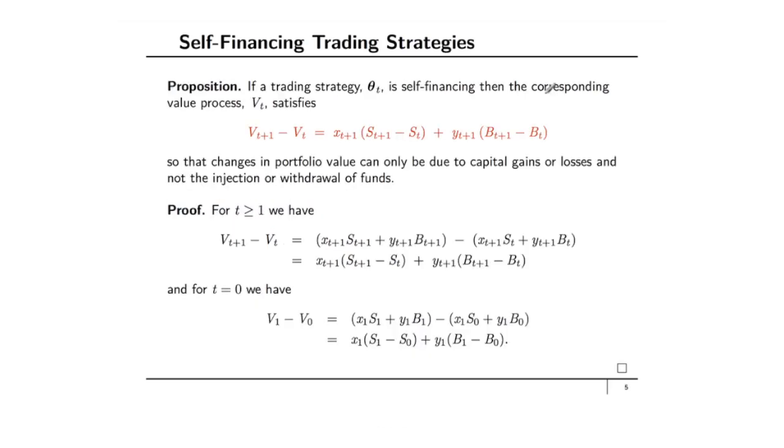We now have the following proposition. If a trading strategy theta_t is self-financing, then the corresponding value process V_t satisfies this relationship here. So what's going on in this relationship here? Well, the left-hand side is just the change in value of the portfolio. And on the right-hand side, we have X_{t+1}, which is the number of units of the share held between times t and t+1, times the gain on the stock, plus Y_{t+1} times the gain on the cash account.